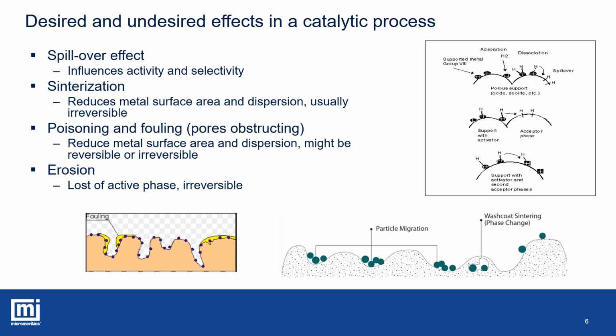Fouling, namely pores obstructing, may happen if the support is not properly designed for a given reaction. One of the products may obstruct the pore access, thus preventing further reactants from contacting the active phase. It can be considered like a poisoning. Erosion is a loss of active phase during the use. It depends mainly on catalyst aging.